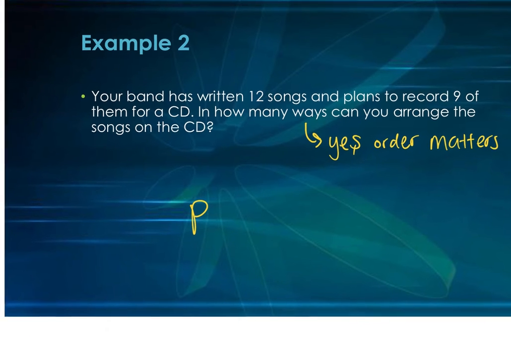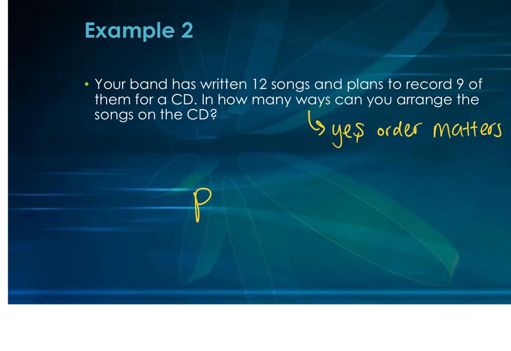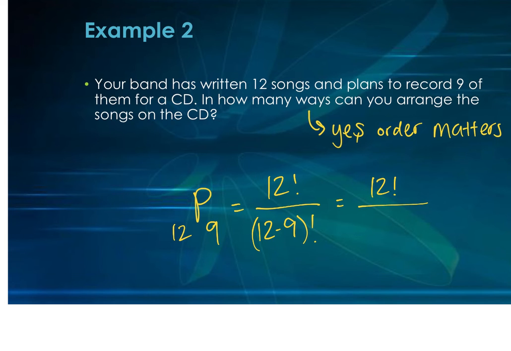How many total songs are there to pick from? 12. How many are we picking? 9. So we can do it the math way, which is 12 factorial over 12 minus 9 factorial, which is going to be 12 factorial over 3 factorial. You're going to have to use a calculator for this one. This one's way too hard to do by hand.